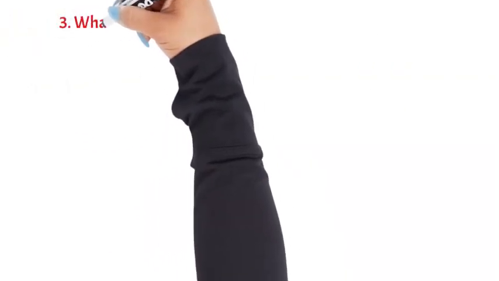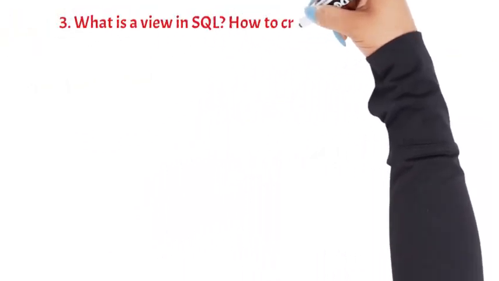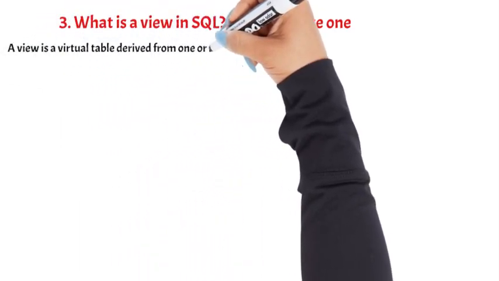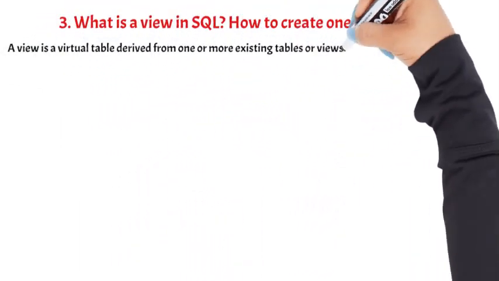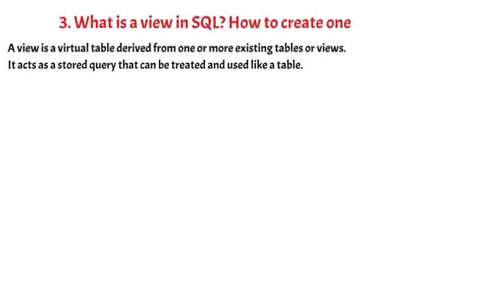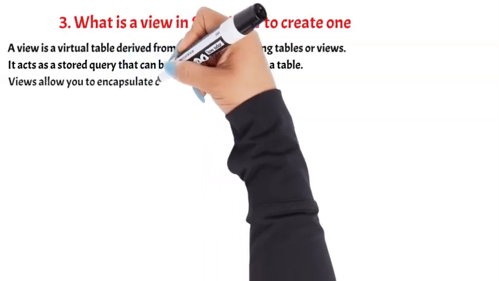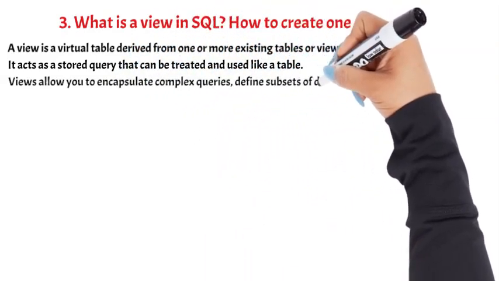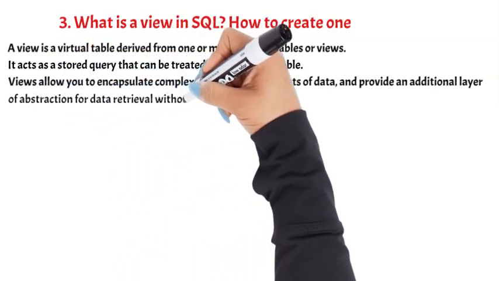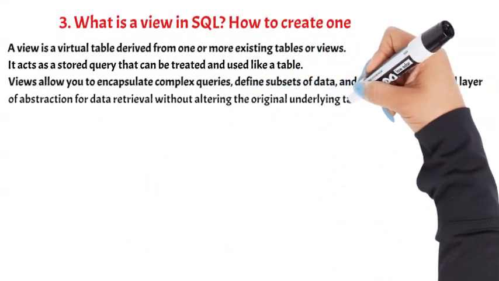3. What is a view in SQL? How to create one? A view is a virtual table derived from one or more existing tables or views. It acts as a stored query that can be treated and used like a table. Views allow you to encapsulate complex queries, define subsets of data, and provide an additional layer of abstraction for data retrieval without altering the original underlying tables.